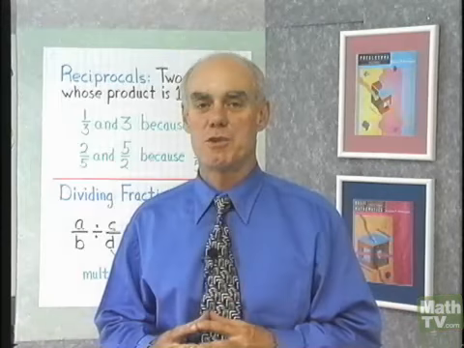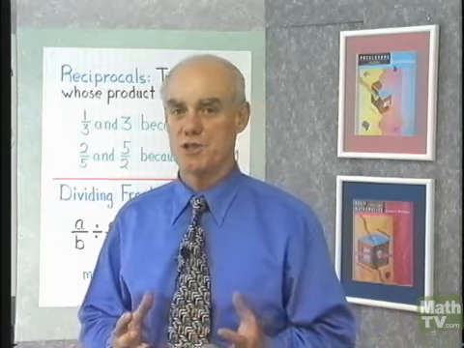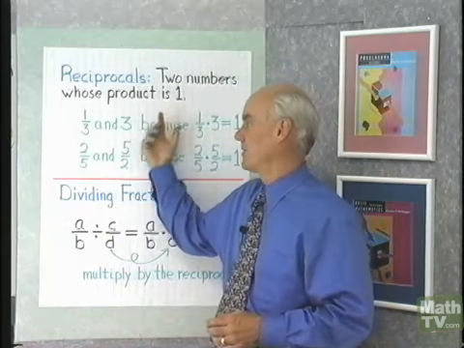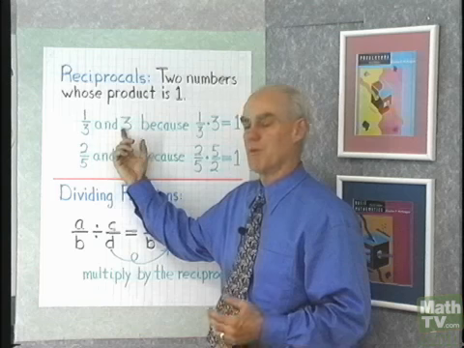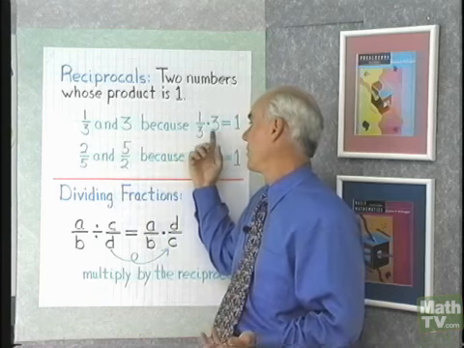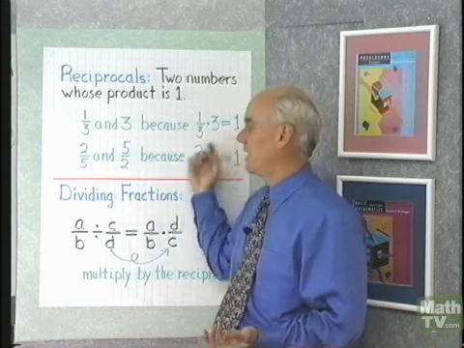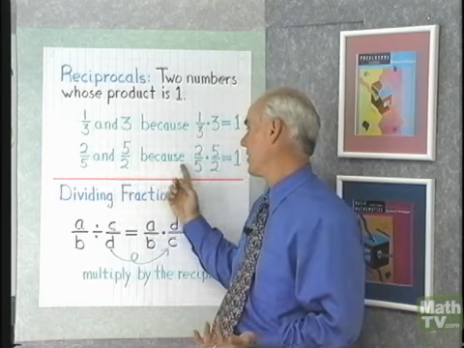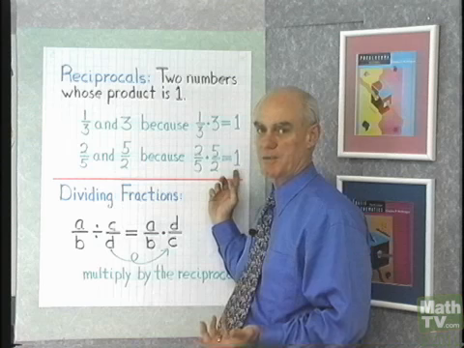In order to do division with fractions, we need to define what are called reciprocals. Reciprocals are any two numbers whose product is 1. So for instance, 1/3 and 3 are reciprocals because 1/3 times 3 comes out to be 1. Likewise, 2/5 and 5/2 are called reciprocals because 2/5 times 5/2 comes out to be 1.